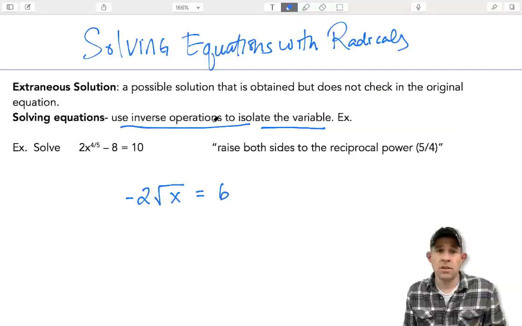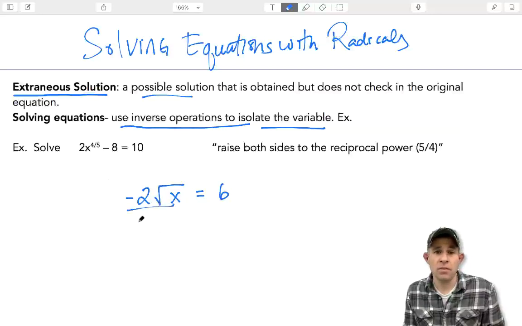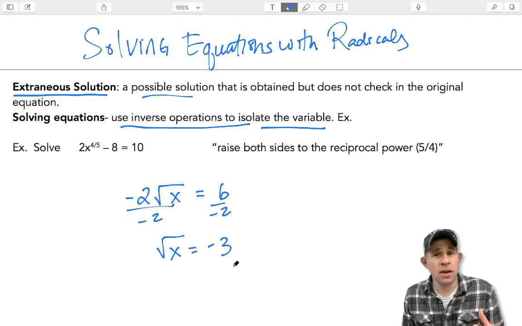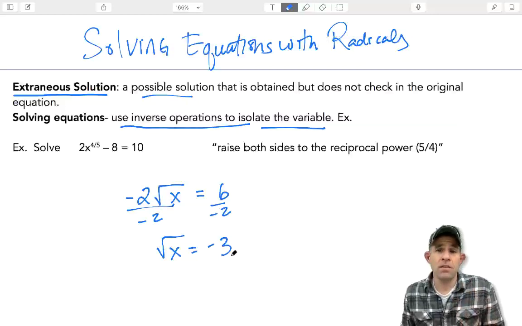Now, we have to be careful in some of these situations because we may be presented with an extraneous solution. This is a possible solution that's obtained but does not check out in the original equation. And this is an example of that. If I were to solve this for x, I'm going to divide both sides by -2 first. And when I do that, I have the square root of x is equal to -3. So in other words, the square root of some number has to be equal to a negative number. However, we know that's not possible. Whenever we take the square root of a number, it's always going to be positive. So this is an example of an extraneous solution.